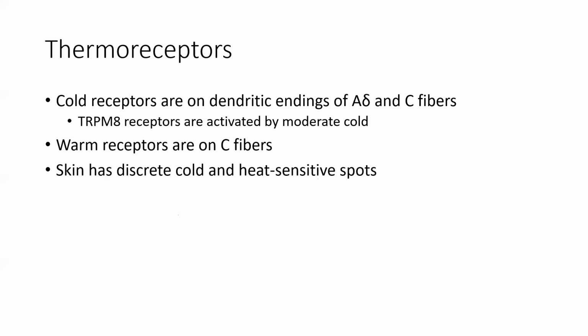So your cold receptors are found on the dendritic endings of your A delta and C fibers. Warm receptors are found on the C fibers. So if you map the heat sensitive and cold sensitive spots in the body, you will notice that there are about 4 to 10 times as many cold sensitive as heat sensitive spots. So ibig sabihin, mas sensitive tayo sa lamig kaysa sa heat, no? Because there are more cold sensitive locations in the body compared to the heat sensitive locations.